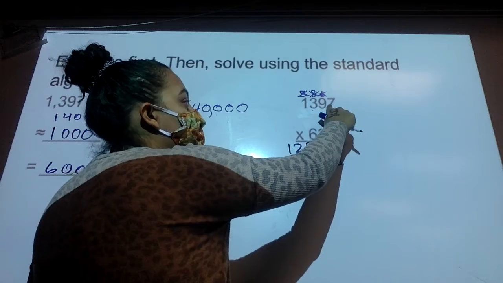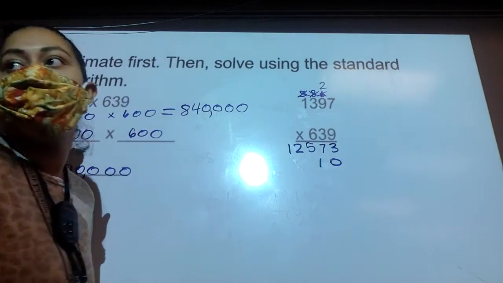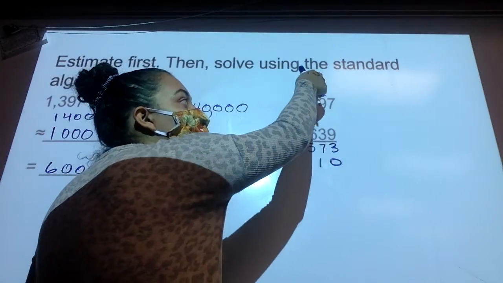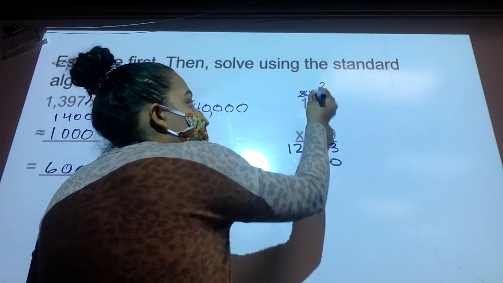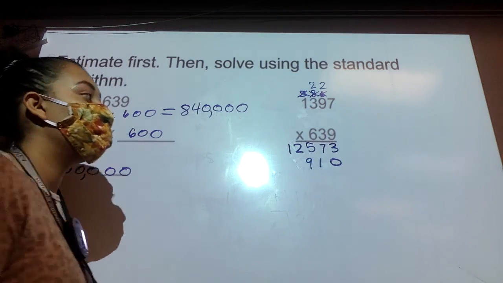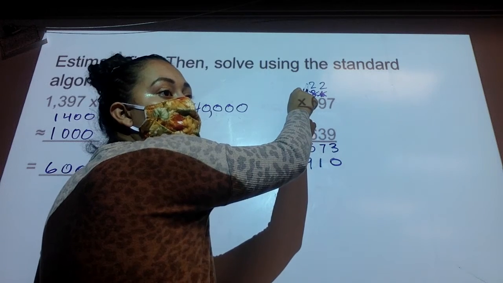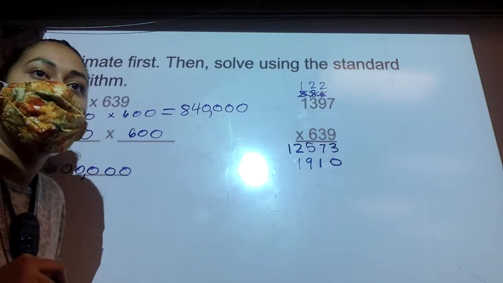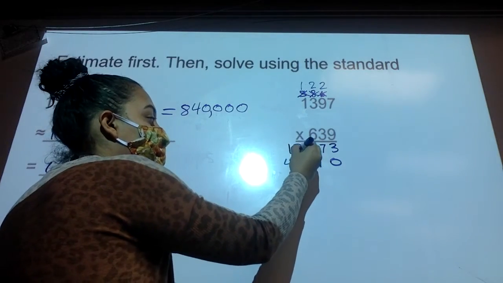Okay, 3 times 7. 3 times 7 is 21, carry the 2. 3 times 9 is 27. 27 plus 2. 29, so 9, carry the 2. 3 times 3 is 9. 9 plus 2 is 11. Carry the 1. And then 3 times 1 is 3 plus the 1 is 4. Okay.